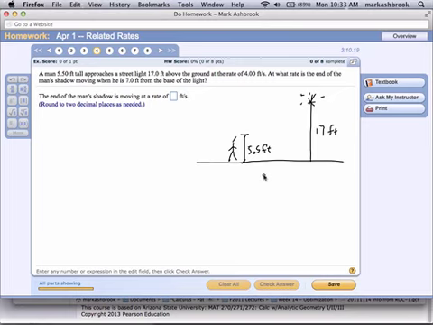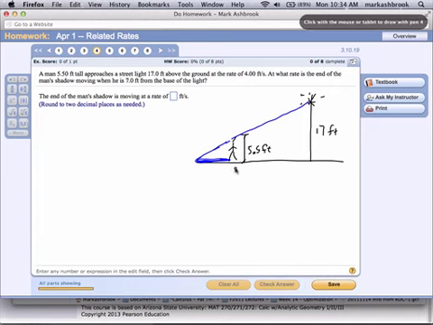Okay, at what rate is the end of the man's shadow moving? So the light is going to shine down and create a shadow on the ground, right? So this is the shadow right there, when he is 7 feet from the base of the light. And this is 7 feet.